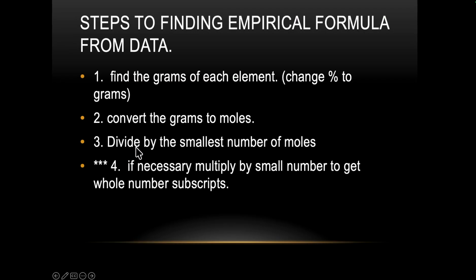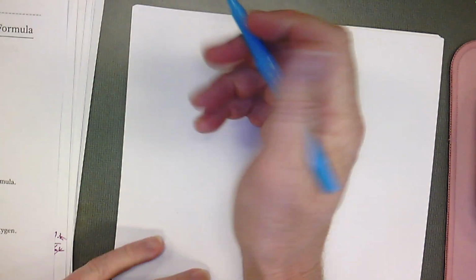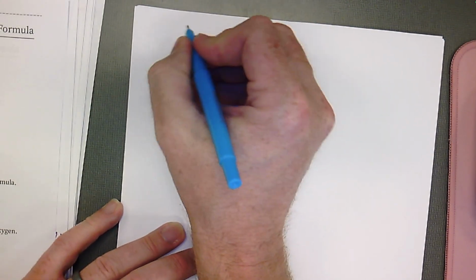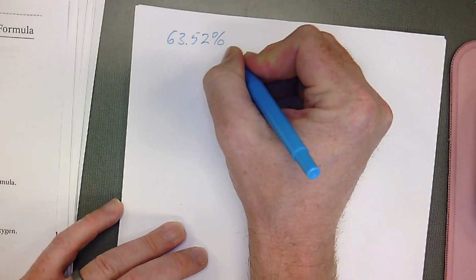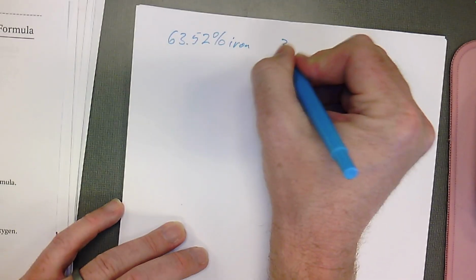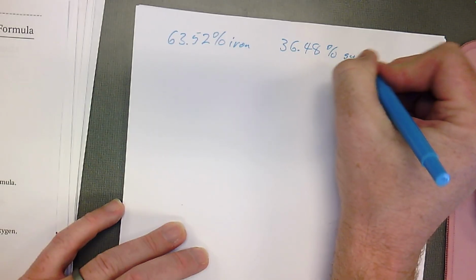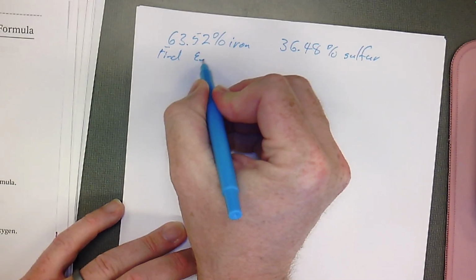All right, let's go back over here. Okay, actually I'm going to go here. We're going to do an example. This would be similar to something that might be given in a paper, because I actually printed this off, stole it from the interwebs. They do an analysis and find that a compound is 63.52% iron and 36.48% sulfur. And we want to find our empirical formula.